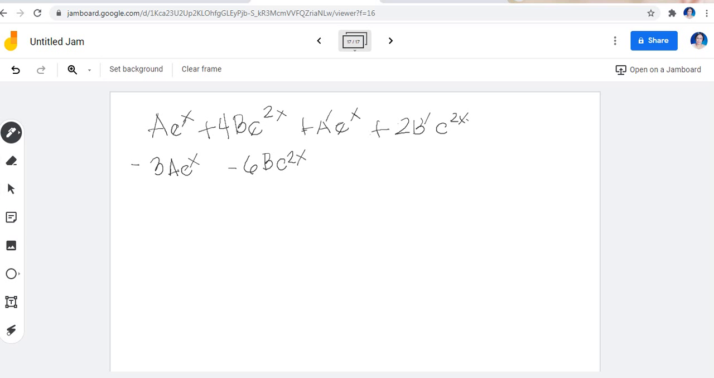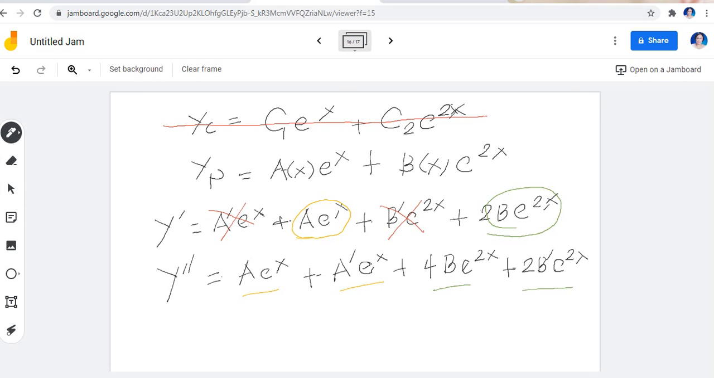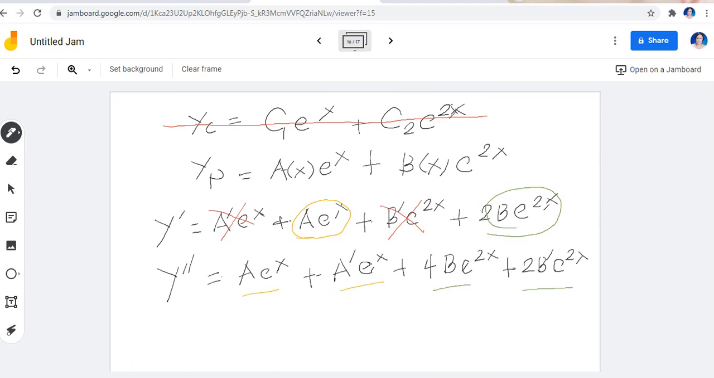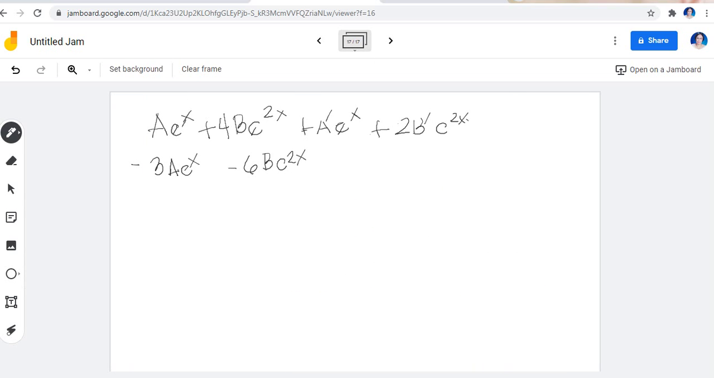Then the last term that you see here in the original DE is twice of the form of the particular solution, which means that I will need to multiply this by 2 and add it in column way to this first two terms in my DE. So I will have to write here 2ae raised to x, and you will have plus 2be raised to 2x. Then I will add. So the process here is addition.